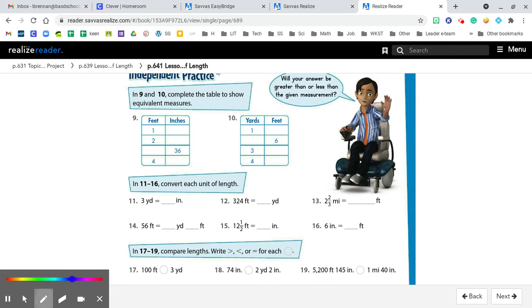So let's do this little quick one right here. 1 foot equals 12 inches, so 2 feet would equal 2 times 12. 3 feet would equal 3 times 12, and 4 feet would equal 4 times 12. 1 yard is 3 feet, 2 yards is 6 feet, 3 yards would be 3 times 3 is 9, and 4 yards would be 4 times 3 is 12. And there you go.